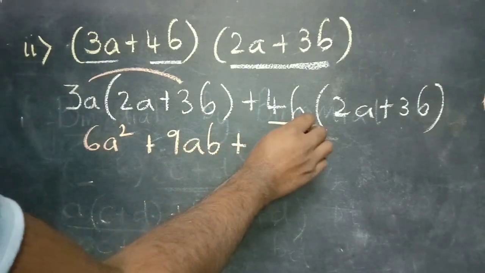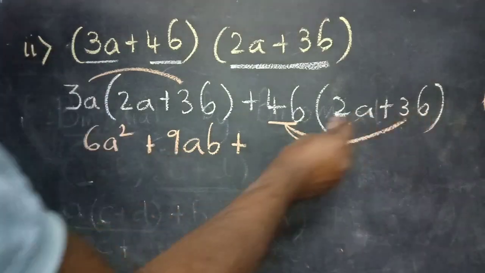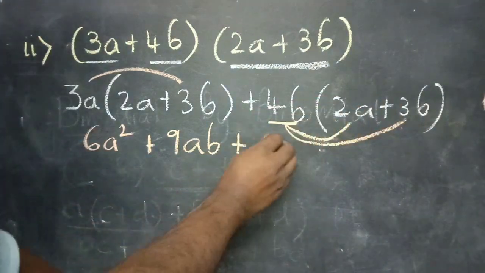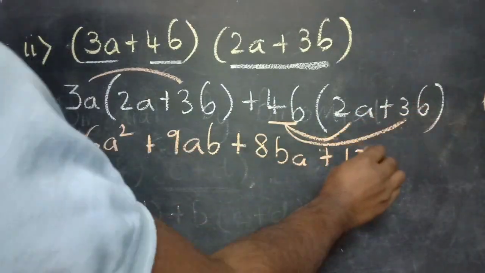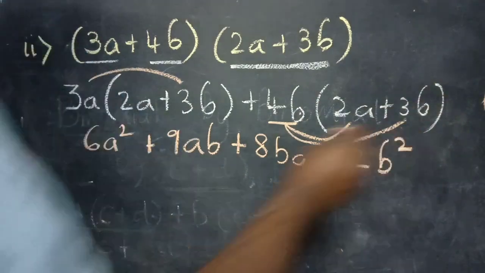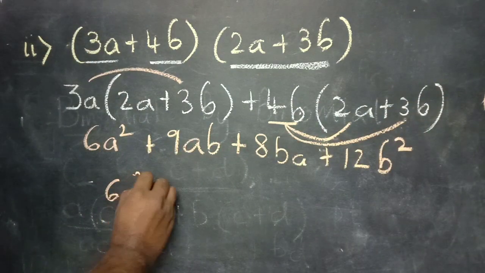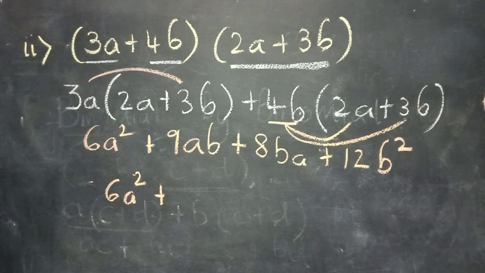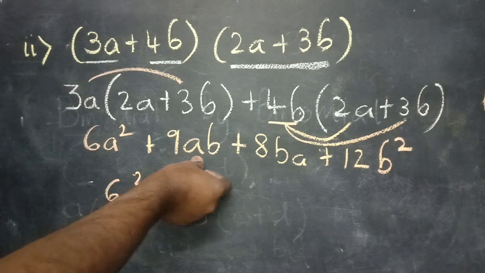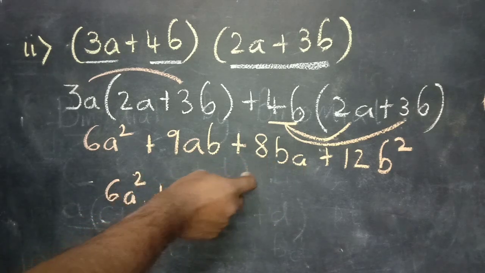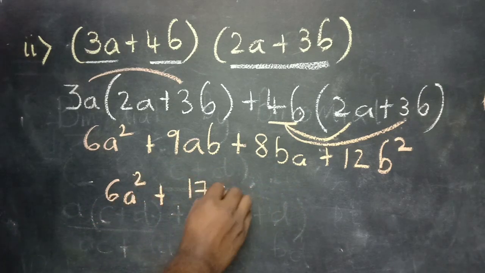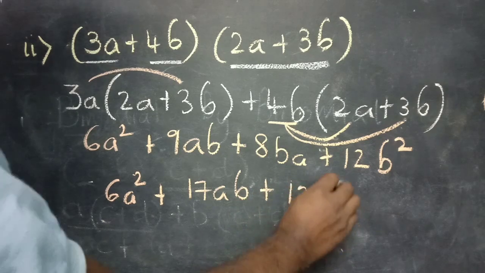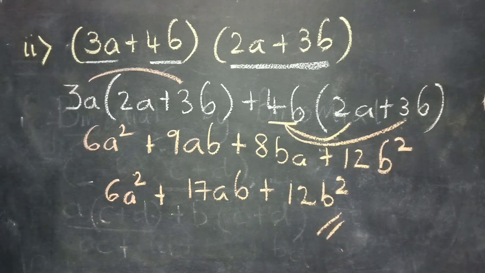Now multiply 4b into 2a, then 4b into 3b, that is 4b into 2a is 4 2s are 8, b into a is ba. Now 4 3s are 12, b into b is b square. Now what we get is 6a square. Now we know that like terms can be added, 9ab and 8ba or ab is the same. Therefore these two are like terms. Add 9 plus 8 is 17ab. Then the remaining term is 12b square. This is how you multiply a binomial term.